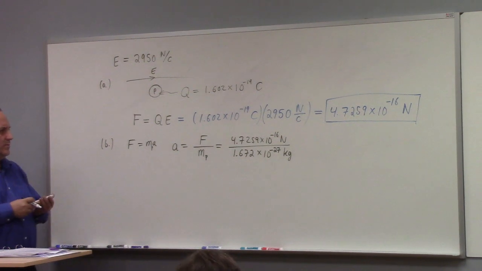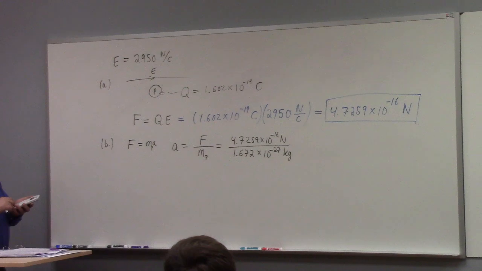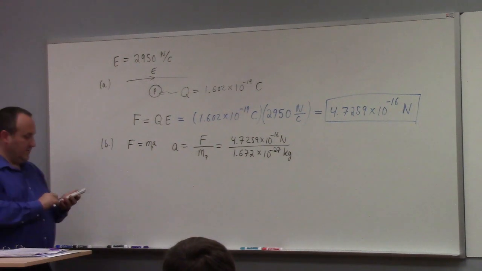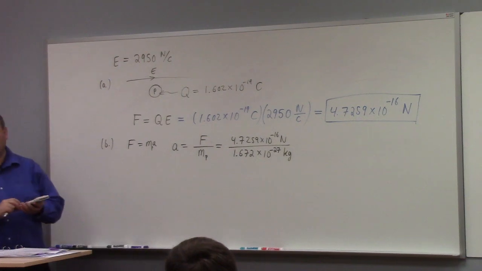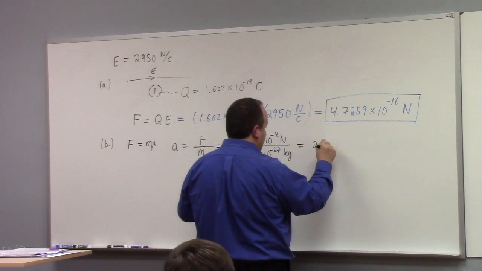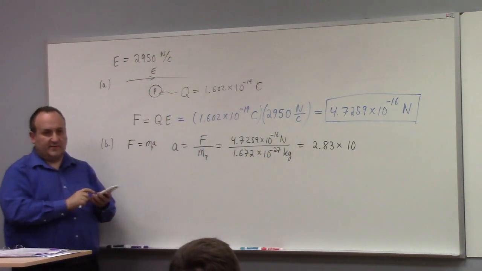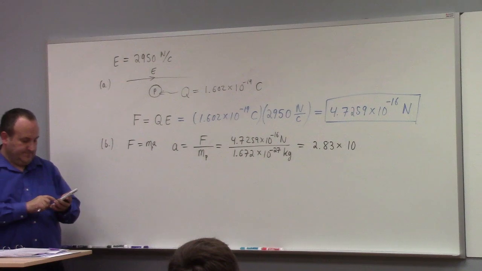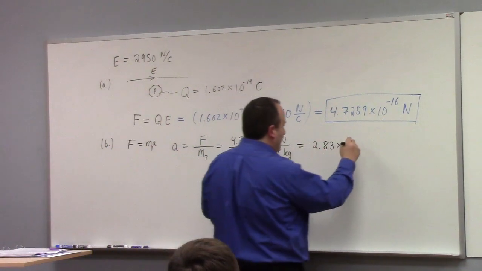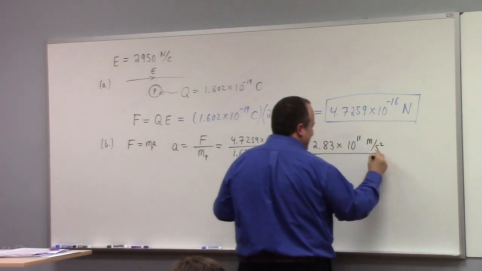And, whoa. Really? Dang. That's big. 2.3 times 10 to the 11. So guys, what I do with something like this is I just do the numbers, and that gives me like 2.83, something like that. And then I do the exponents separately. Minus 16 plus 27 is what? Negative 42. 11. Meters per second squared. That was kind of funny.